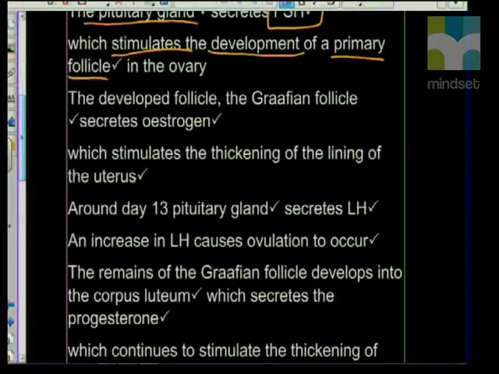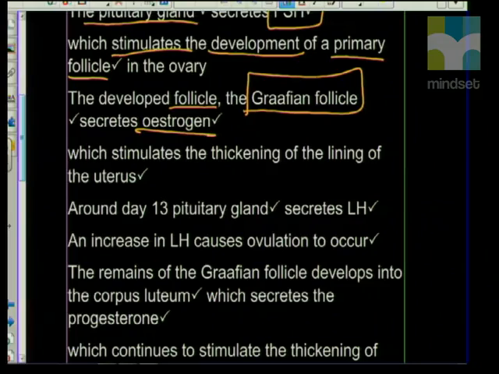The development of the Graafian follicle, as I told you, secretes estrogen. And remember, it gets bigger. That's why you saw that graph go up like that. It gets bigger and bigger and bigger. That stimulates the thickening of the lining of the uterus, so it starts thickening that wall up.